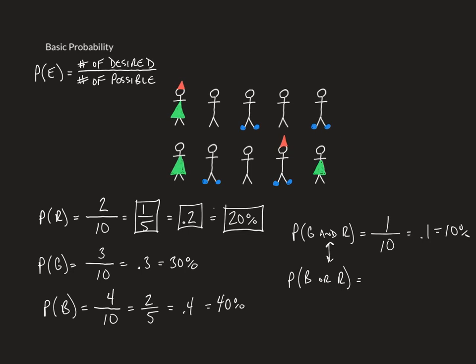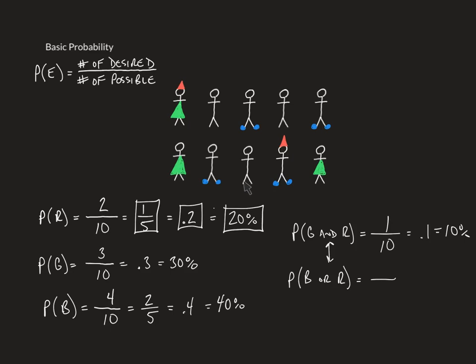But let's take a look at who meets this criteria. So what is the number of desired outcomes here? Well, in this case, because we're using "or," anyone who has blue shoes or has a red hat counts. So this person does not count. They don't have either of those. This person does count, so that's one. They have both, but that doesn't matter. They just have to have one or the other.